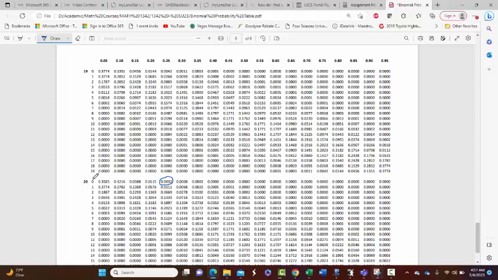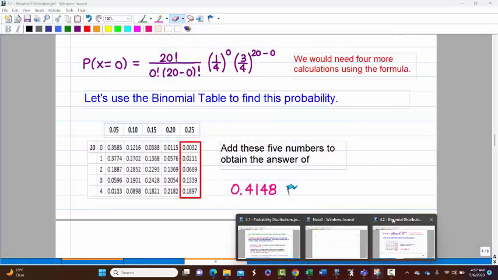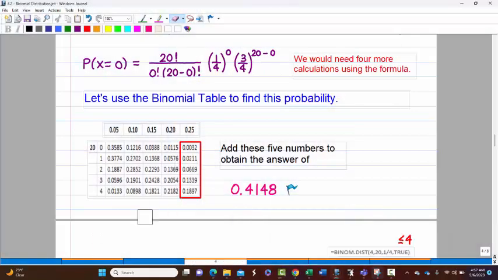And then we want 0, 1, 2, 3, 4. So it's all the way from there to here, right off the table, and then you would just add those numbers up. I have it looking cleaner right here. You see, I got a box around all those 5 numbers. You would add those up, and you get 0.4148. So that's not bad.